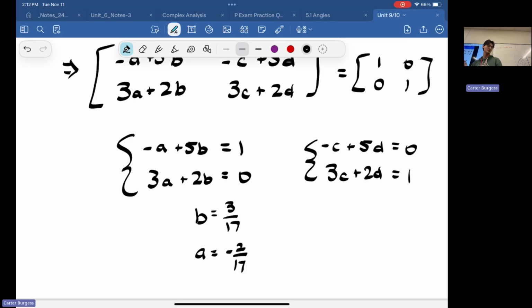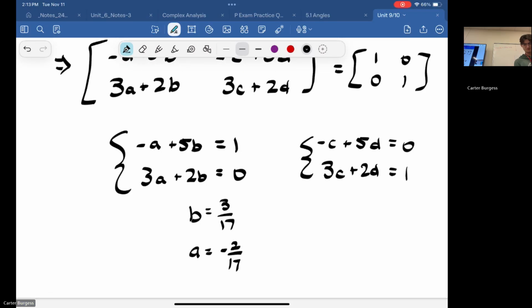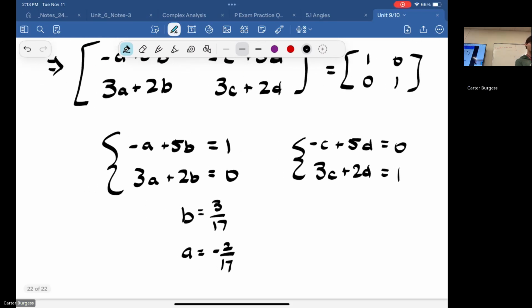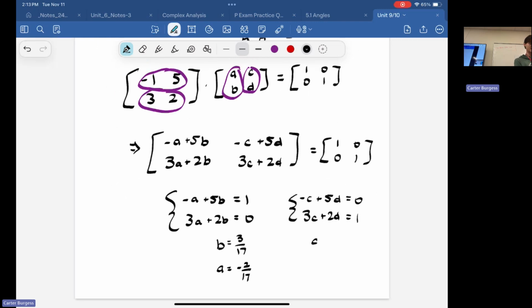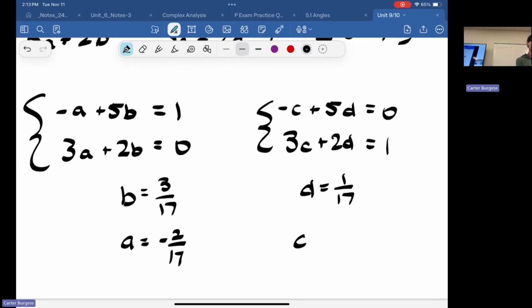Get negative a is equal to 1 minus 5b, 1 minus 15 over 17 is 2 over 17, make it negative. And then over here, again, we could do an elimination setup, maybe multiply by 3 and then add. I get that d should be equal to 1 over 17. And if that is the case, c should be equal to 5 over 17.